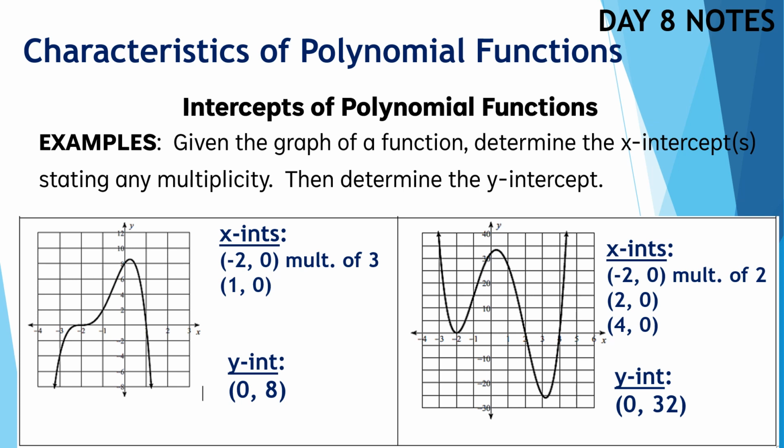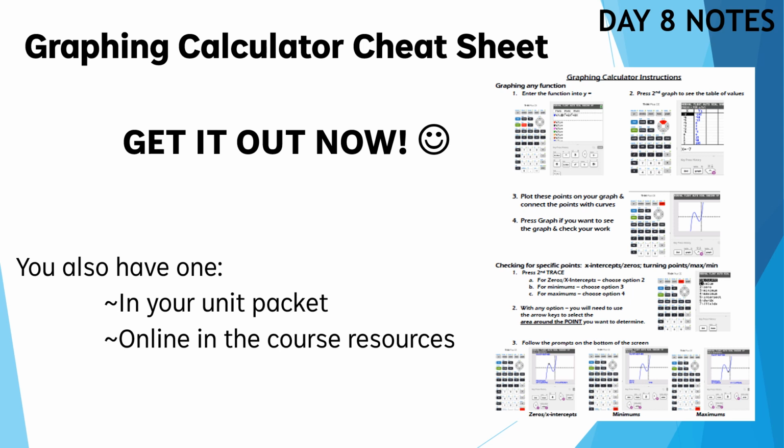All right, moving along. We have a graphing calculator cheat sheet. So if you are using the TI-83 or 84, whether it's the colored version or not doesn't matter. This is in your unit packet. It's also in our online resources. We have a class set as well that we're going to be able to use in class. If you don't have a graphing calculator at home, you can also use desmos.com to do the same information that we're looking at today.